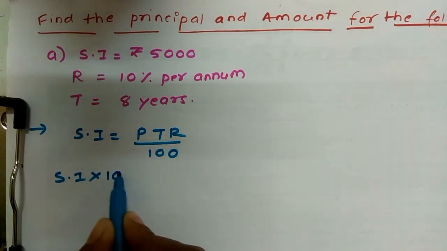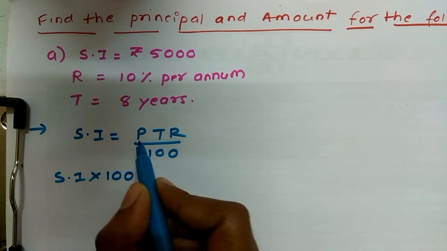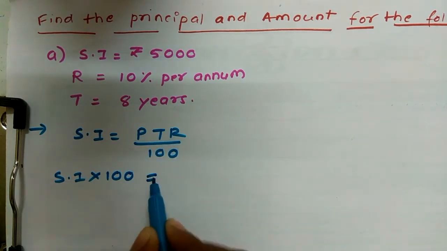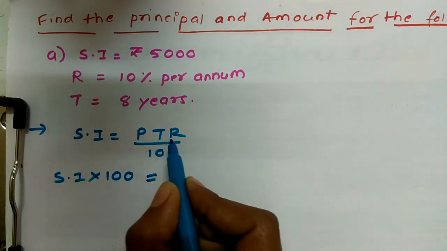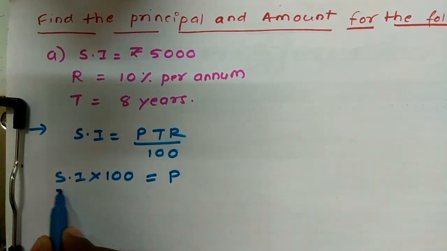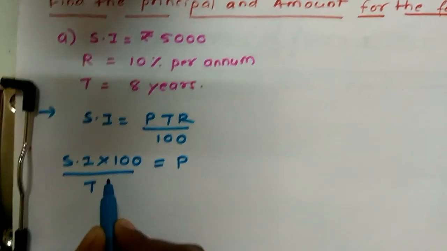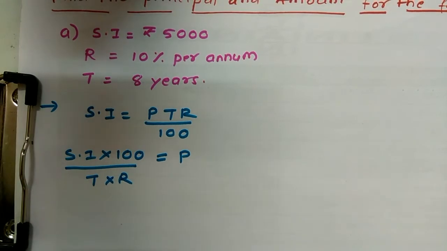So this 100 will come to this side. We have to make P free from the other terms. So the equal sign stays as it is, P stays as it is, and T into R we will shift to this side, so it will get divided. So P equals SI into 100 upon T into R. Now we'll put in the given quantities.